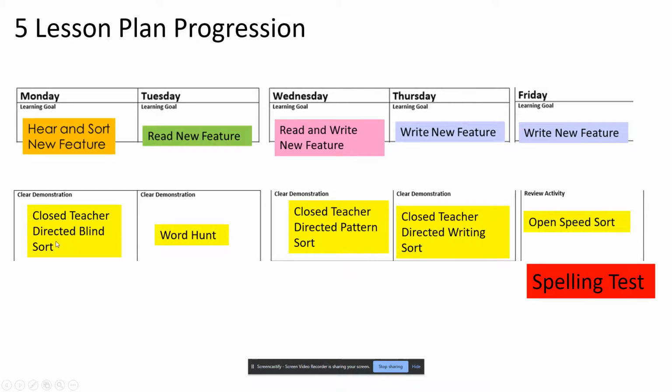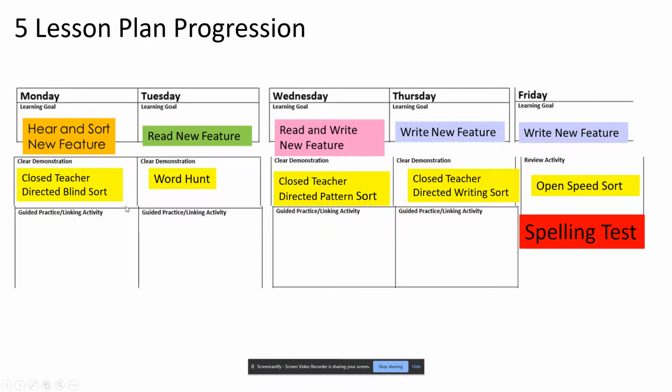You're just giving yourself a little bit of a reminder of what kind of sort you're going to use to accomplish this learning goal. If I want to have kids hear and sort the new feature, I'm going to do a closed teacher blind sort, or I could put a closed teacher-directed sound sort, right? If I want kids to read the new feature, I'm going to do a word hunt. So your clear demonstration is one of your word study sorts, and you can just write those in.